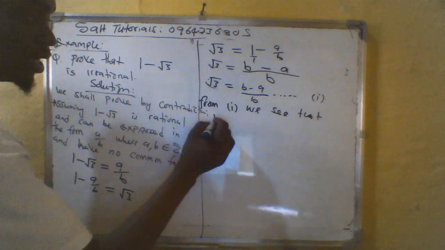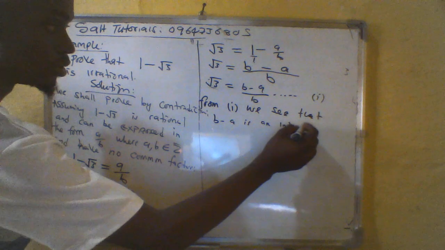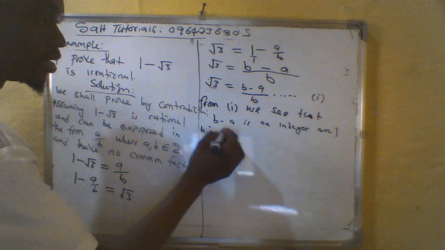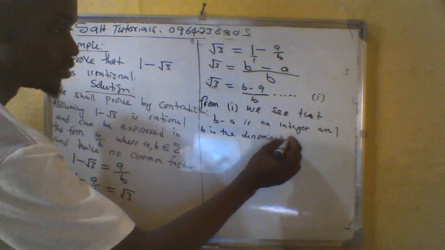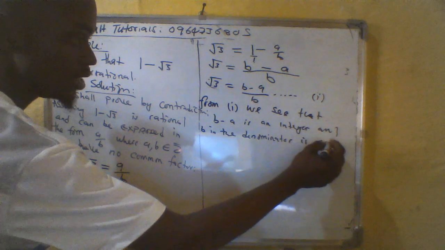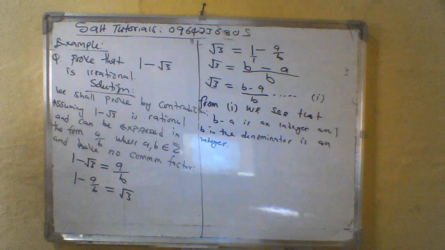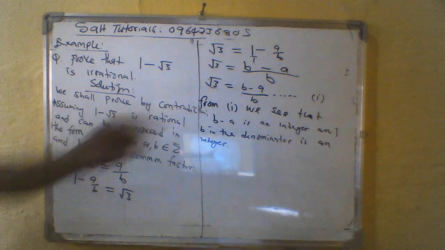So from statement 1, we see that b minus a is an integer, and the same b in the denominator is an integer. So if b minus a is an integer and the b in the denominator is also an integer as a fraction, then this contradicts something.